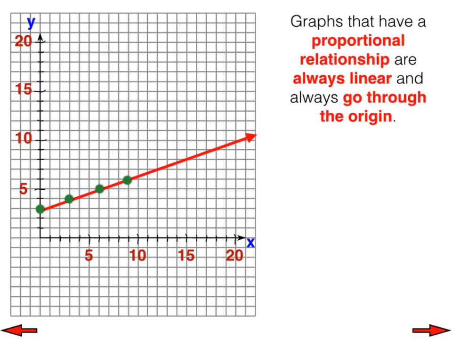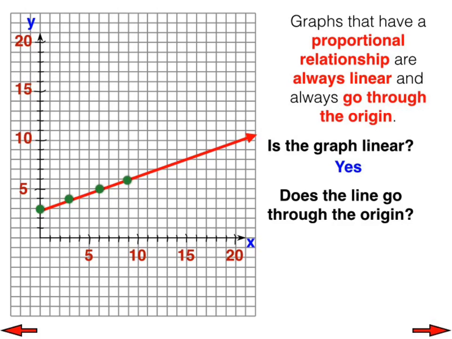All right, questions for you. Is the graph linear, yes or no? Yes, it is. Does the graph go through the origin, yes or no? No, it does not. And the reason why you can tell that is because the origin is right here. That graph does not go through the origin.